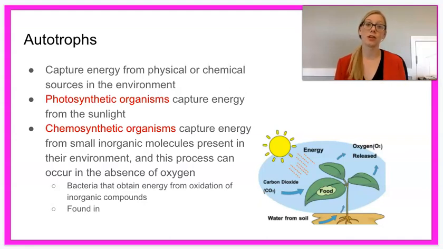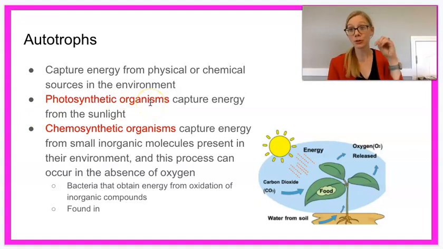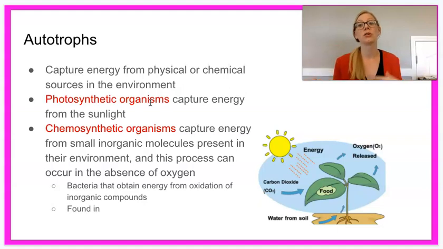Autotrophs capture energy from physical or chemical sources in the environment. We like to call them autotrophs. Auto is like self, and troph is like food. So they make their own food. We know about the process by which they make their own food, and that's typically photosynthesis, right? We talk about those as photosynthetic organisms. They capture that energy from sunlight, transform it through a chemical process into usable energy by themselves, and then they'll pass it on to things that eat them, or as they decompose, so to speak.